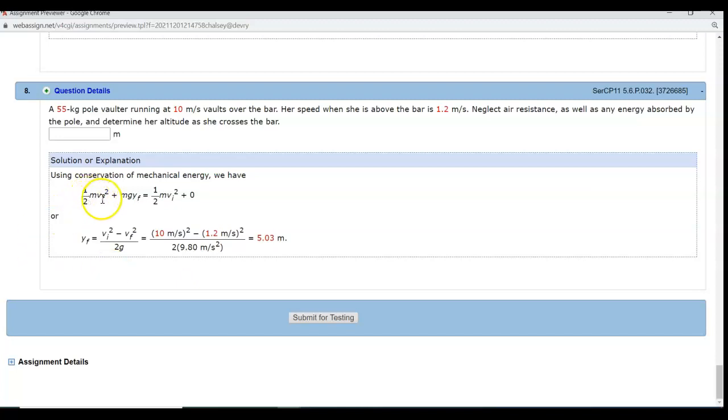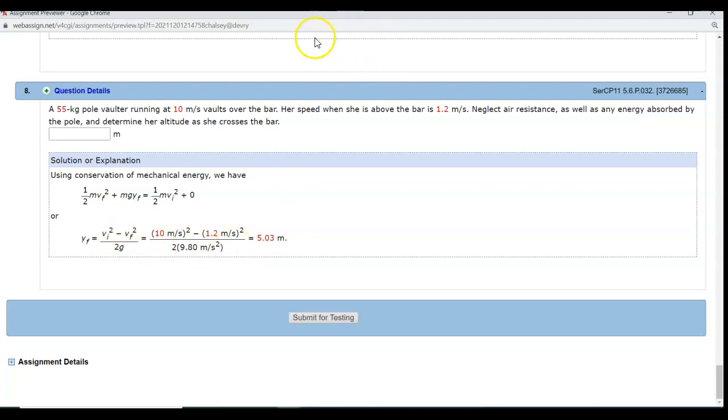So we have 1/2 m v squared final plus the mass times the gravity times the y final equals 1/2 m v squared initial plus 0, because the initial point was 0. Okay, so we can solve that to find y final. How high did she go? Using the initial velocity squared minus the final velocity squared over 2 times gravity.